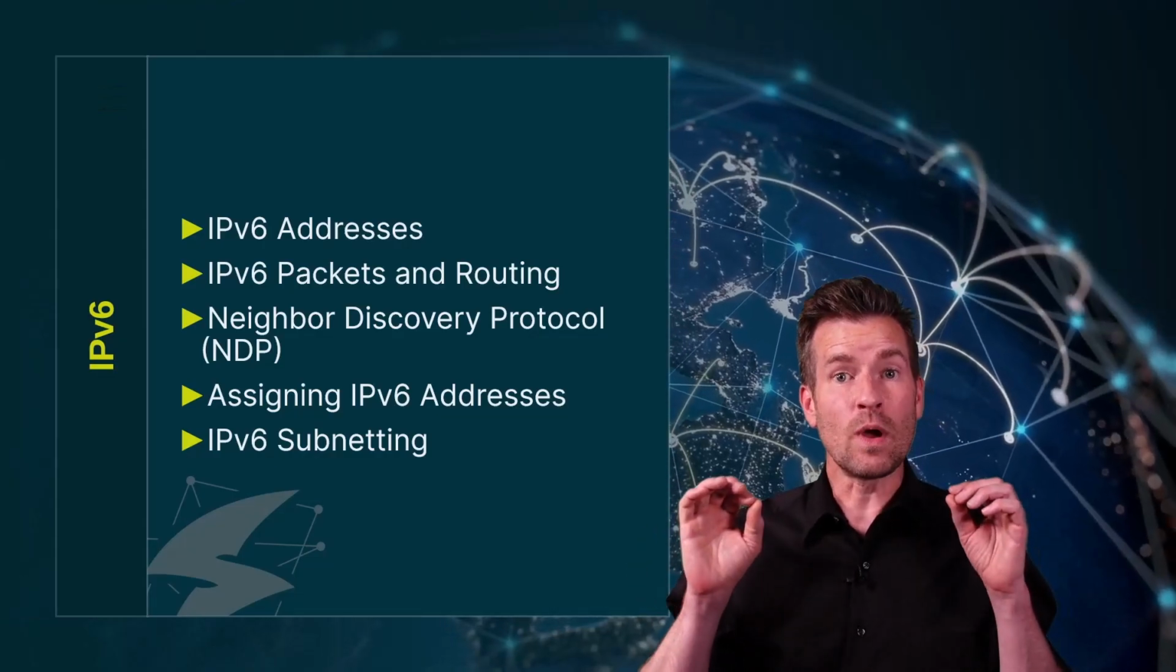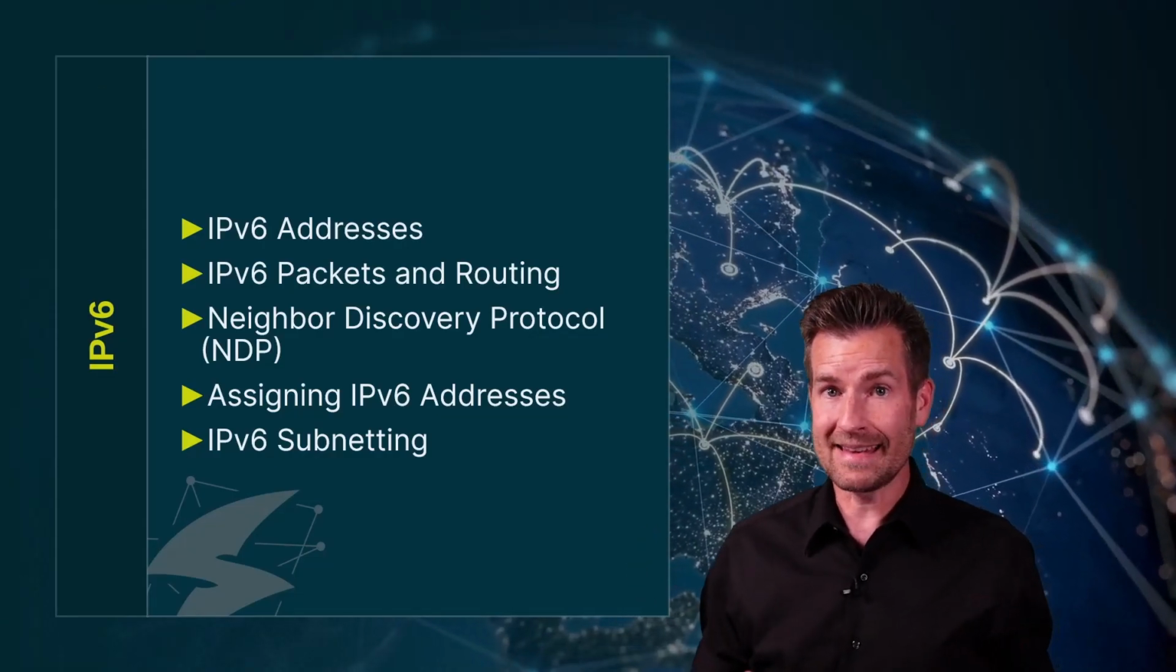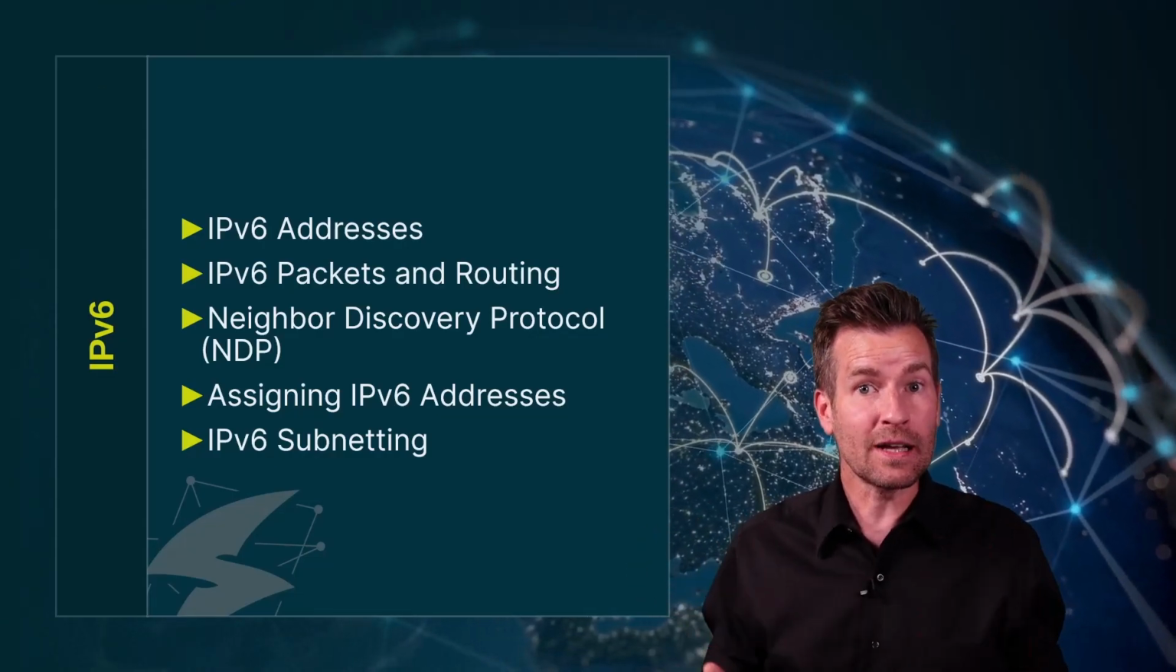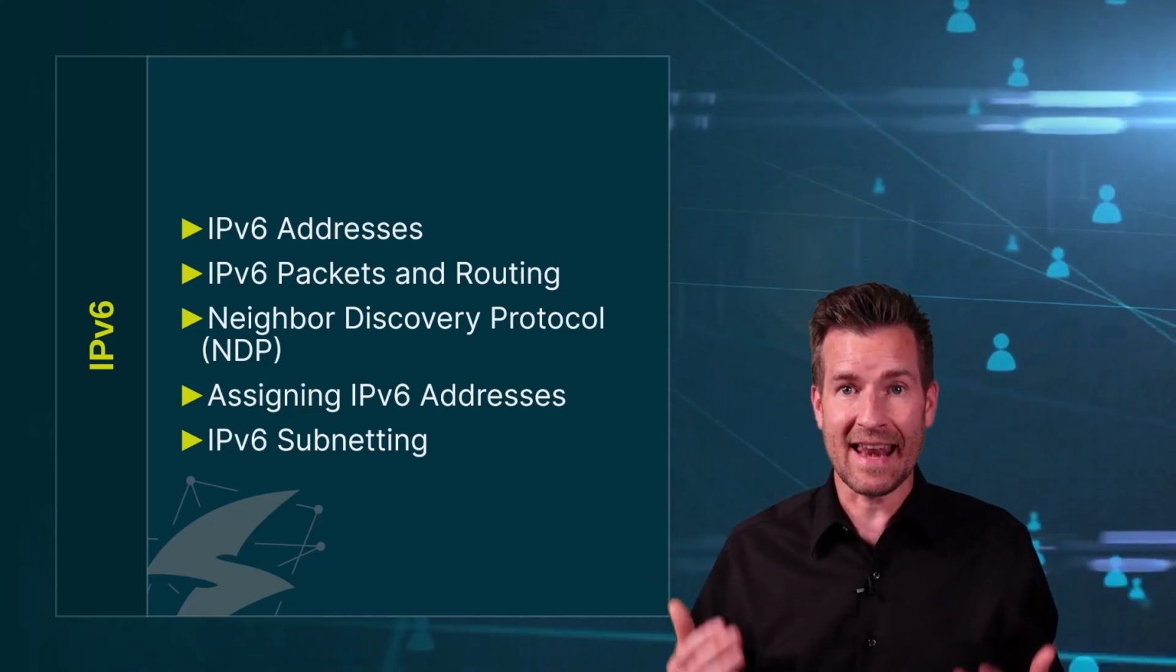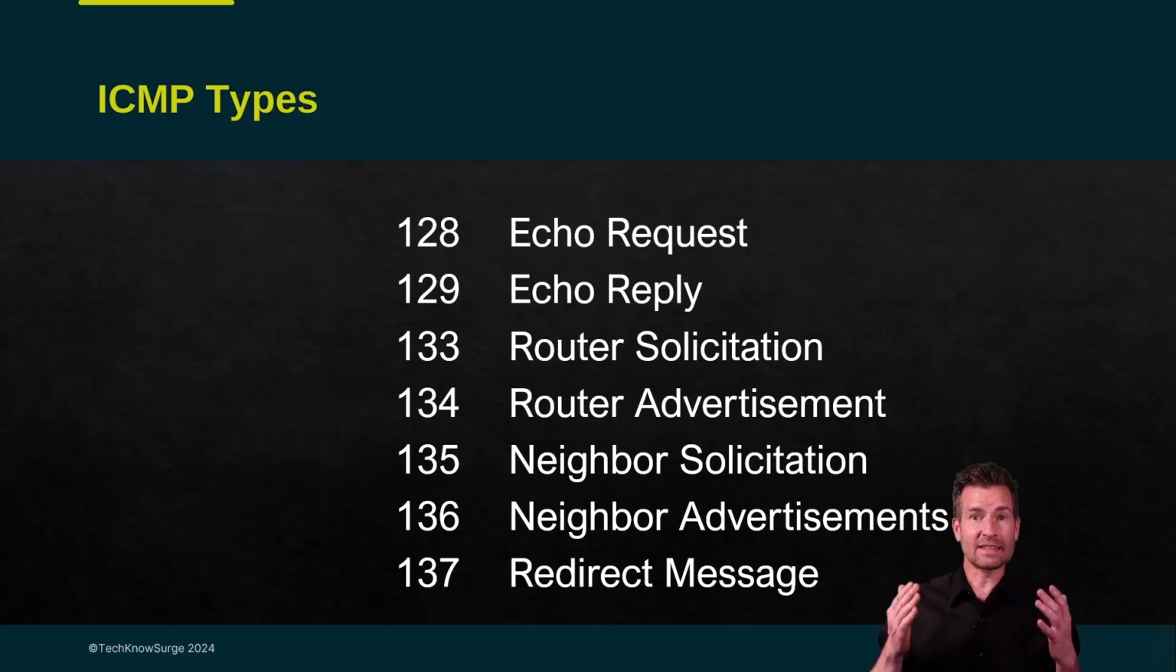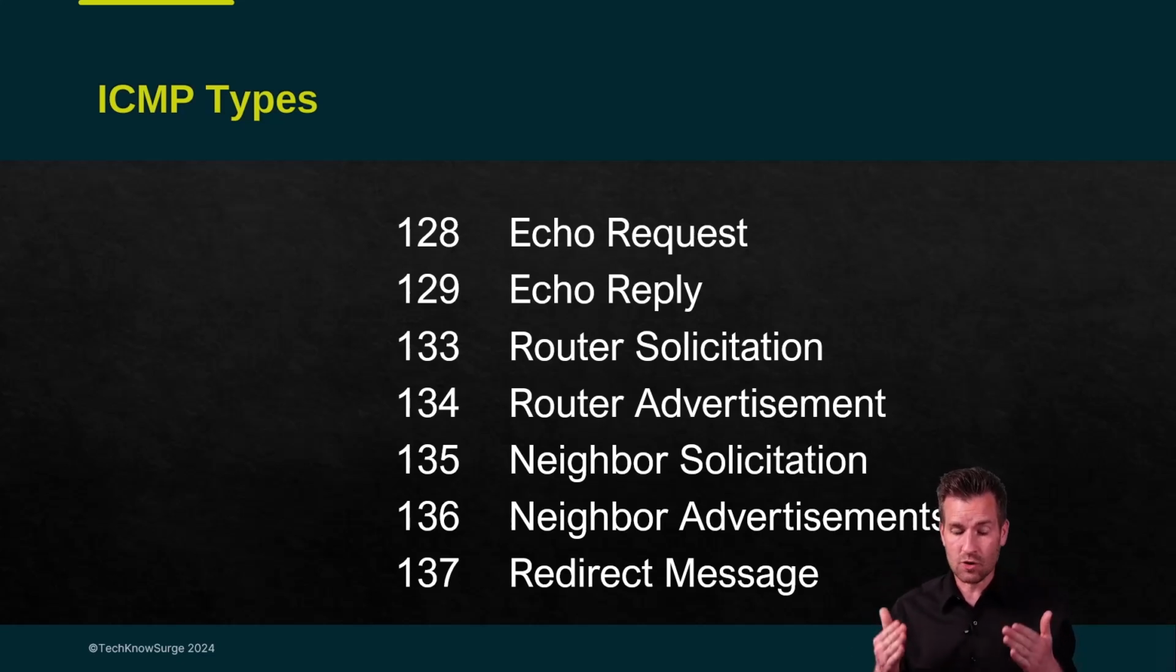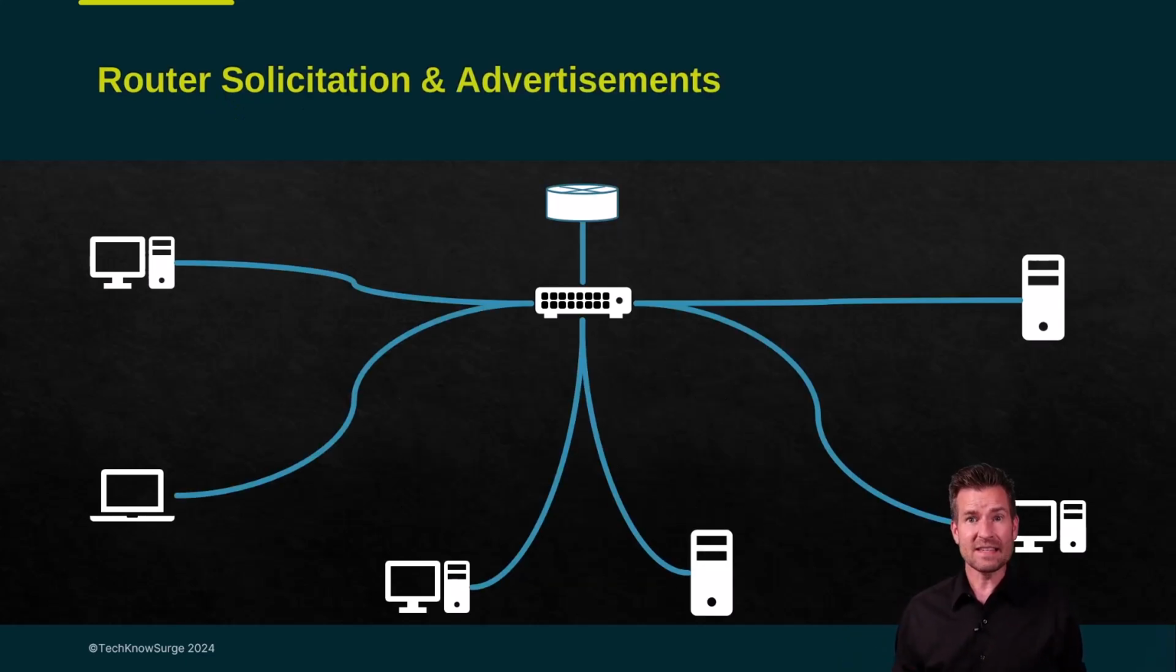Then we're going to get into Neighbor Discovery Protocol, NDP. NDP is a critical part of IP version 6 and how it operates. We'll take a look at different ICMP types. Specifically, we're going to take an in-depth look into router solicitations, router advertisements, neighbor solicitations, and neighbor advertisements, and how these take the place of things like ARP and DHCP.